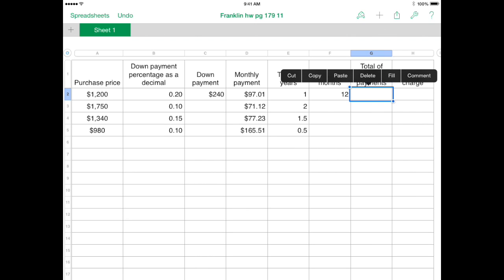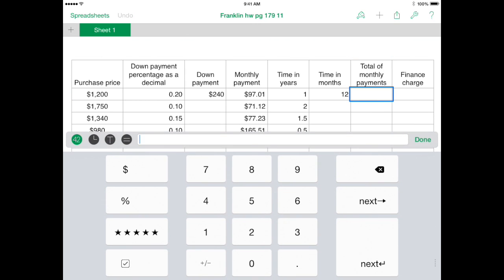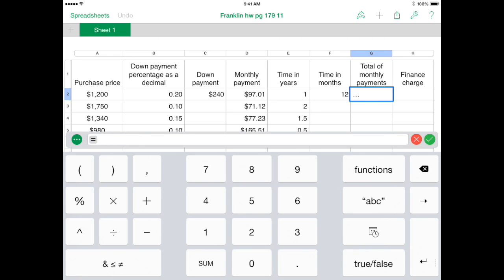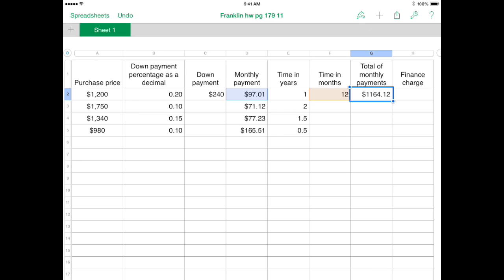So the total of the monthly payments is going to be 12 times one of the monthly payments. So I'm going to put in a formula again. I double tap on the cell, press equals, and I'm going to press cell D2 where the monthly payment is, and I'm going to multiply that by the time in months. That's the number of payments I make. And I'm going to hit the checkbox. And there we go. In addition to the down payment, I made 12 monthly payments of $97.01, totaling $1,164.12.